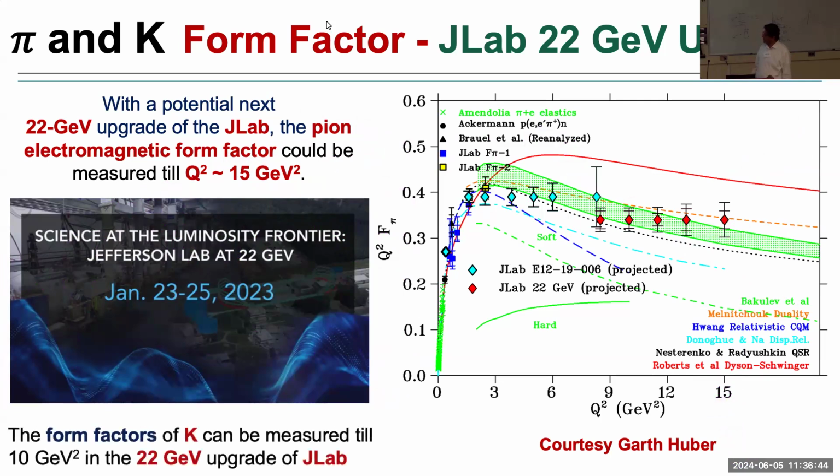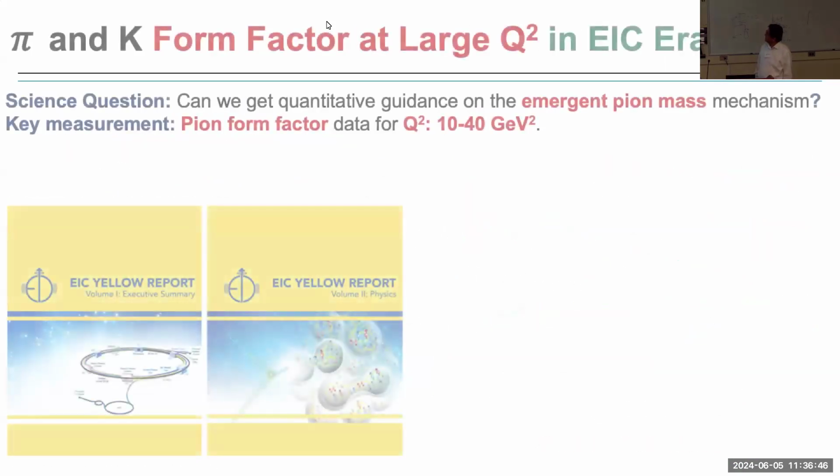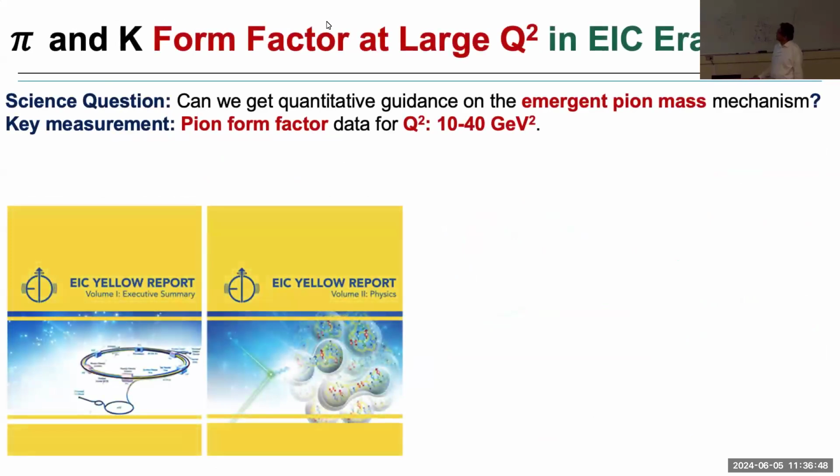and the kaon form factor to about 10 GeV². Now, of course, there will be nothing that will be able to beat what will be done at the Electron-Ion Collider in this context. So that will be the measurement of the pion and kaon form factors. And if you look at the Yellow Reports, it always has a science question, and then you try to see what the key measurements associated with it are.